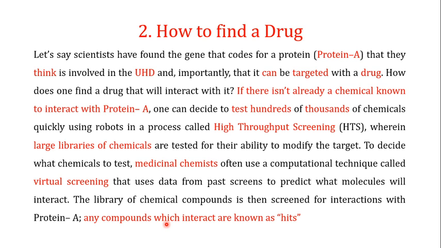Once you have screened a large library of chemicals by high throughput screening, the library of chemical compounds is screened for interaction with protein A. Any compound which can interact with the target, protein A in this case, is known as a hit. So from thousands of compounds, the virtual screening may tell you that only 100 compounds are interacting with protein A. Only these 100 compounds will be further screened for their different properties.